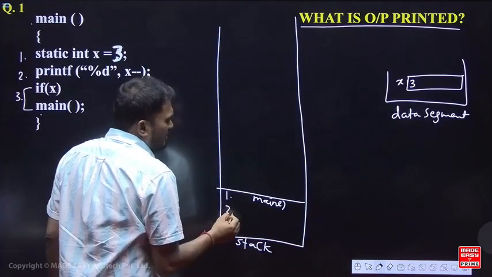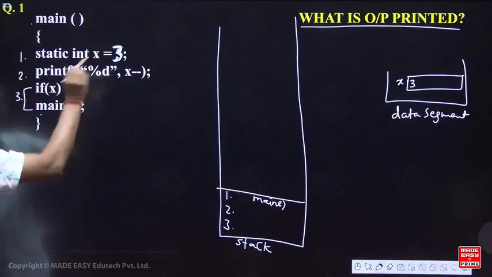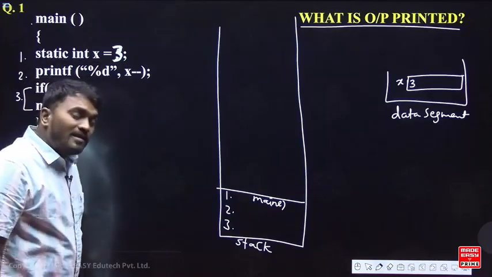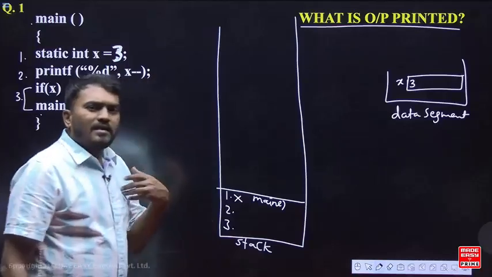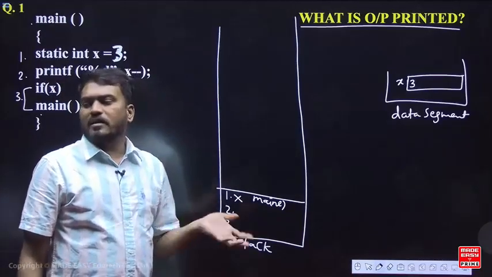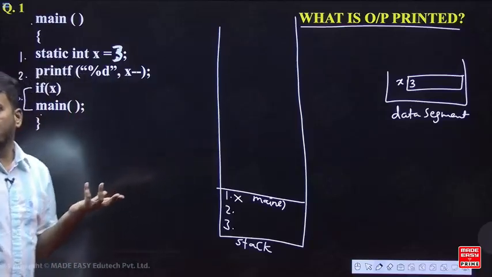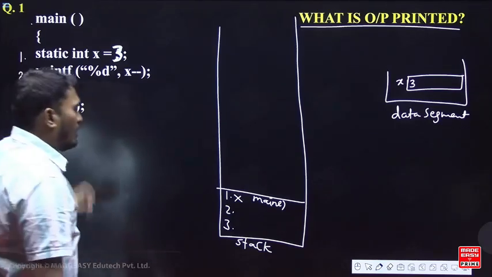And how many statements are there? 1, 2, 3 statements. Now tell me what is the first statement? Static. Now tell me, on seeing static, what will it do? It will skip, because I told you the same thing already. Static variable, so it is not my job. Memory is already allocated at compile time. Yes or no? Is that clear?